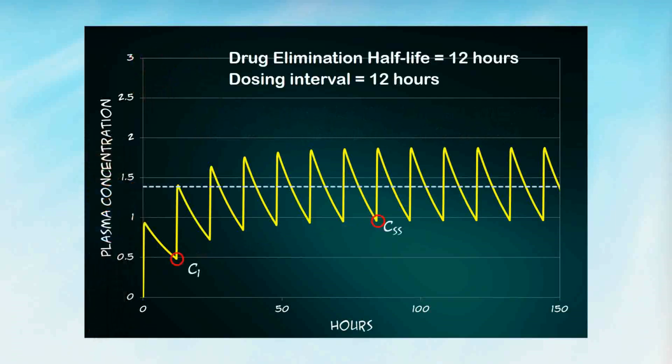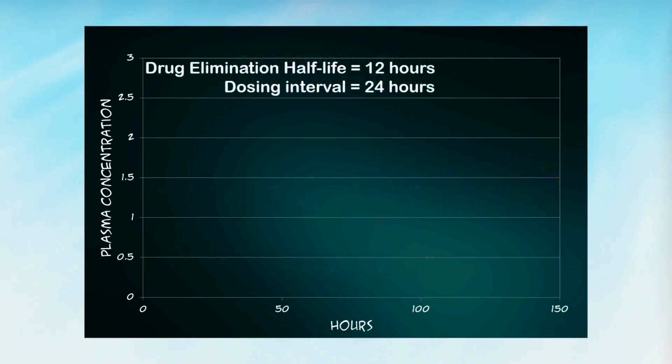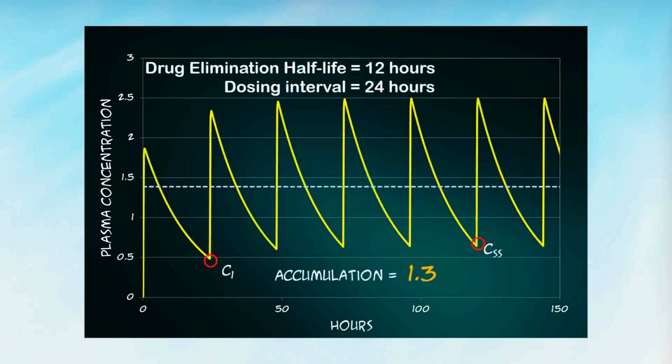Here you have a drug with a half-life of 12 hours being dosed at the 12-hourly interval. The accumulation is calculated by dividing the trough concentration at steady state, annotated here by CSS, by the trough level following the first dose, C1. The accumulation here is twofold. Here the dosing interval is twice the half-life and the accumulation is only 1.3.